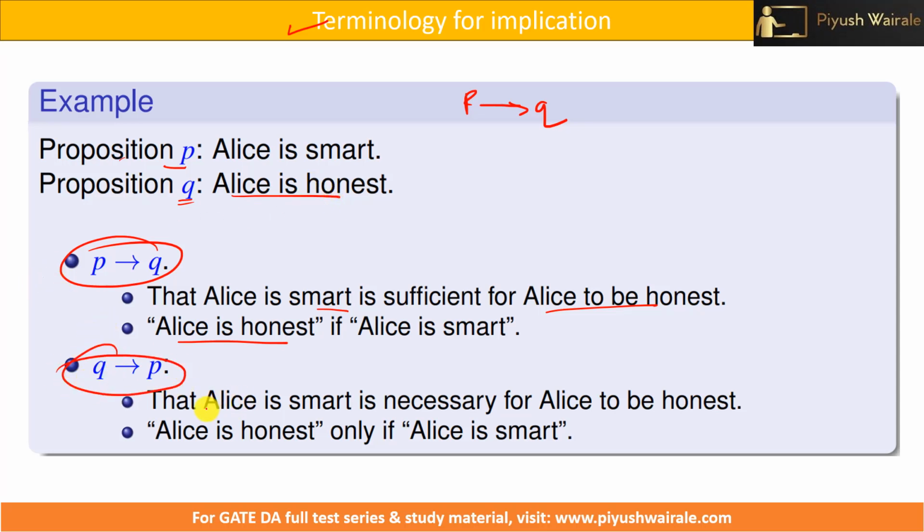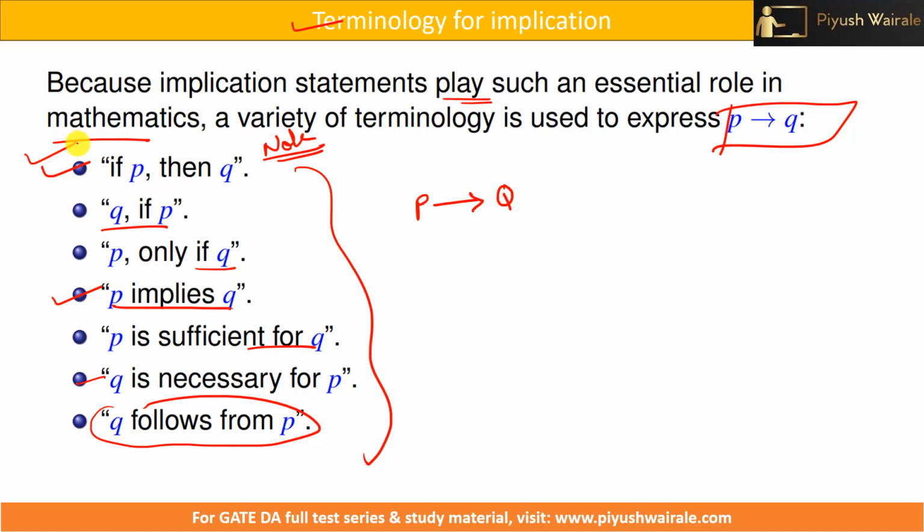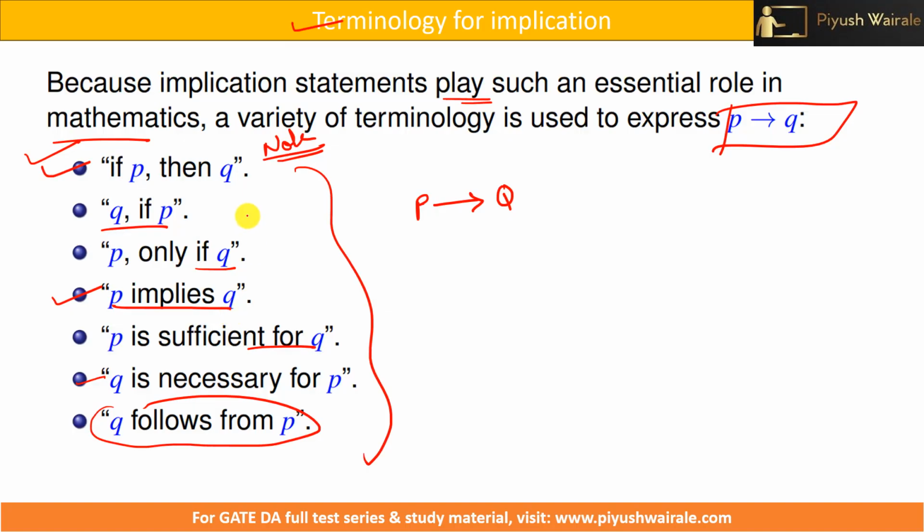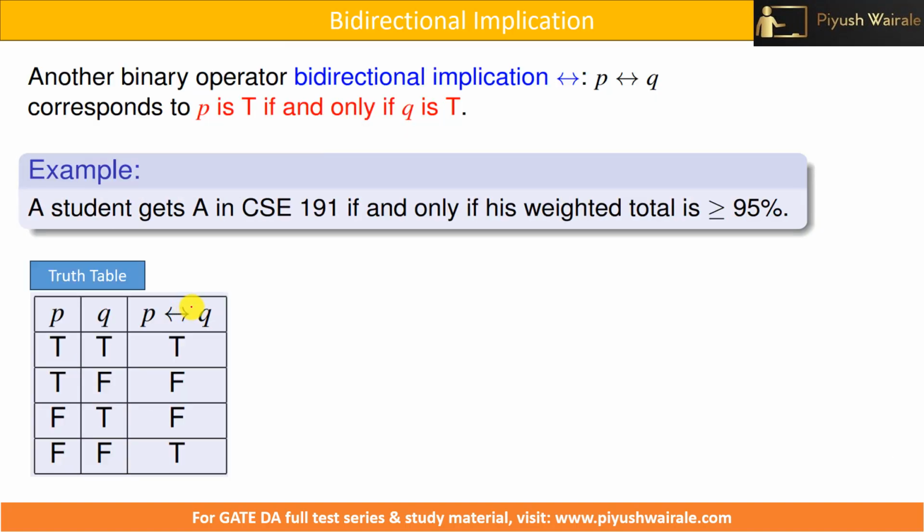Similarly for Q implies P: Alice being smart is necessary for Alice to be honest. Alice is honest only if Alice is smart. Okay. So we have discussed both conditions, but the main important thing is that these terminologies are used to represent P implies Q and Q implies P in this case. So please go through this example carefully and try to understand it by using these terminologies.